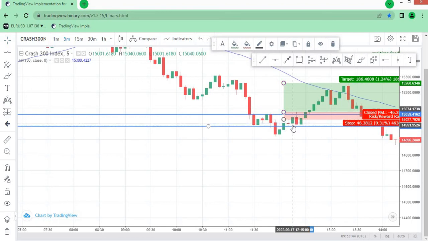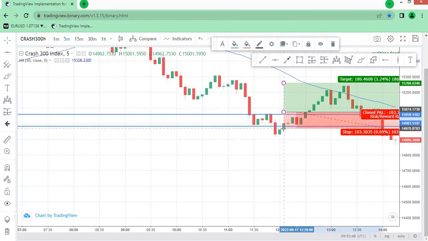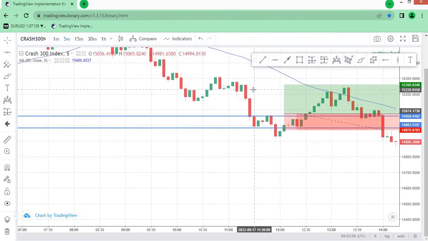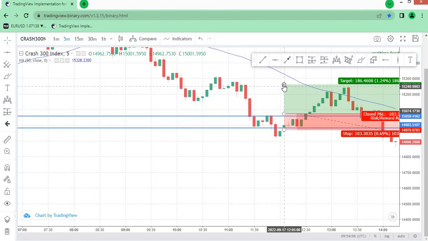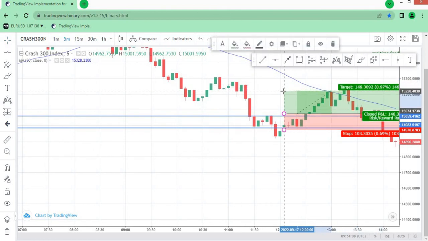Or to make us safer, you can use the right shoulder to set our stop loss, and we are going to take our TP maybe one candle before the market reaches the first lower high right here, guys. Now you can see we are going to use, let's say, one candle. This is where we are going to TP.